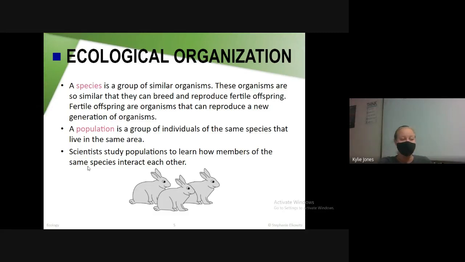Okay, and they study these populations, so this group of animals, to learn how members of the same species interact with each other. So you're going to want to copy and paste over that second bullet point. Population is a group of individuals of the same species that live in the same area. Okay, I'll give you a minute or so here.